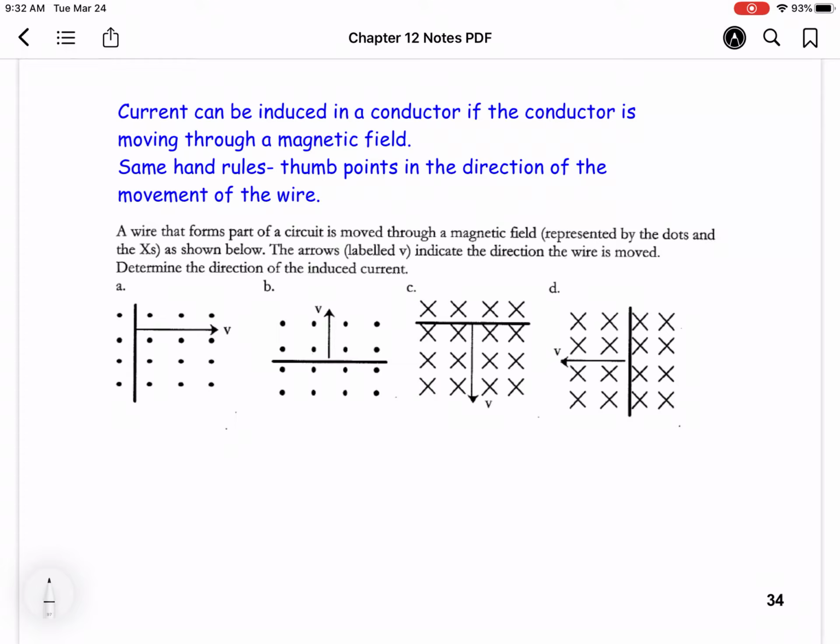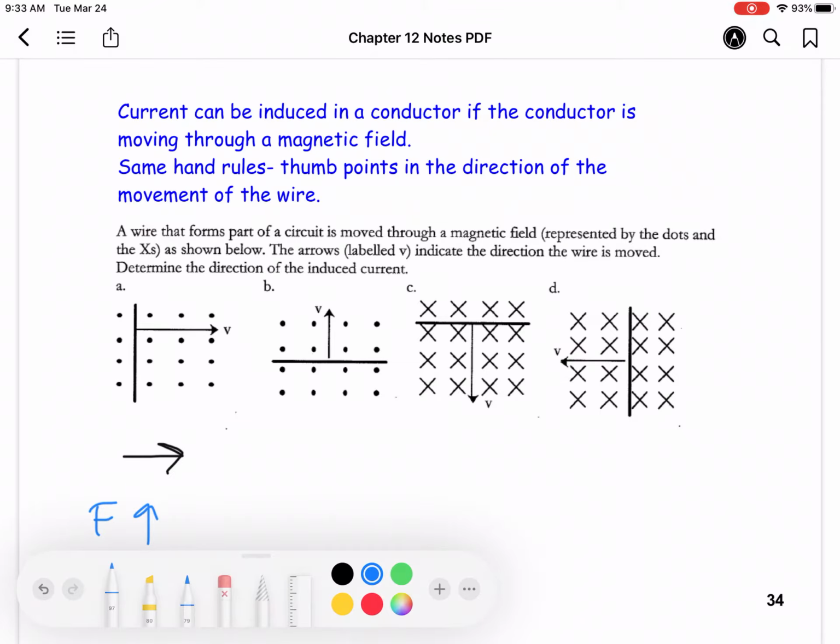Your thumb should point in the movement of the wire, your fingertips in the direction of the magnetic field, as always, and then your palm points in the direction of the force. So in the first one, for A here, your thumb should be pointing this way, and your fingertips should be pointing up to the sky, which tells you the force would be in that direction. We're using our left hand, so we're talking about electron flow, not conventional current. And therefore the current would be in this direction.